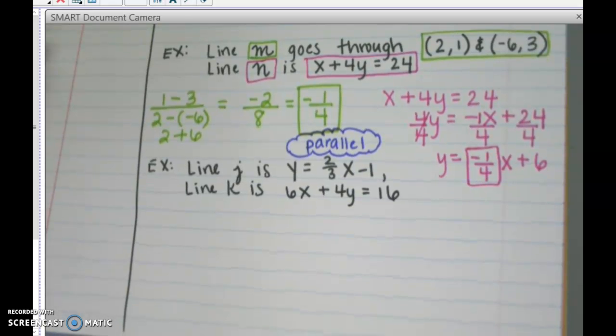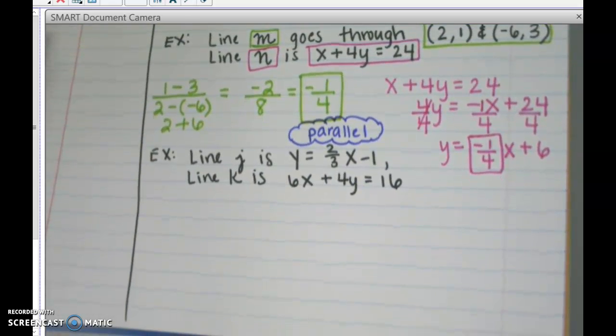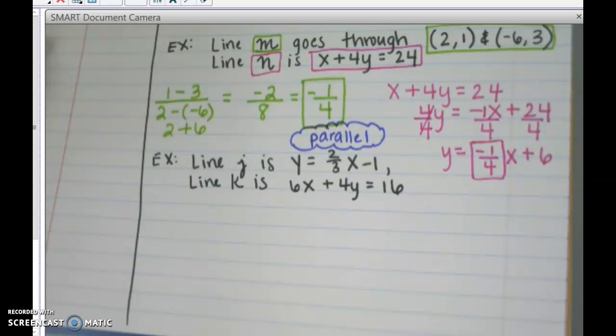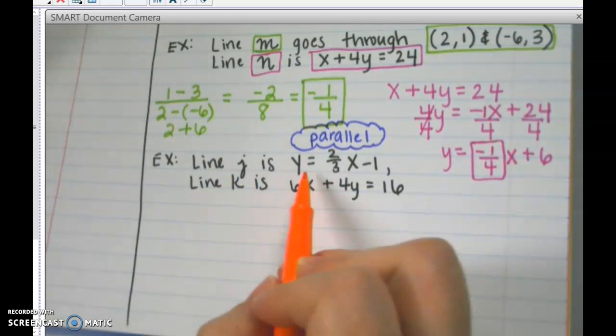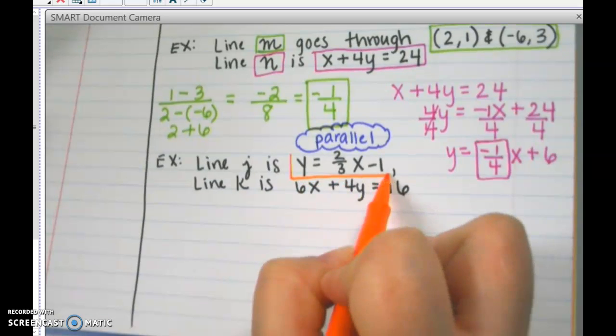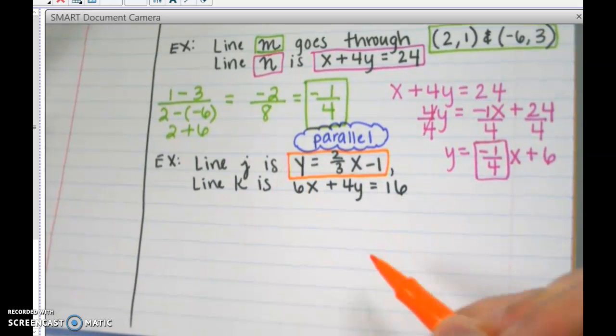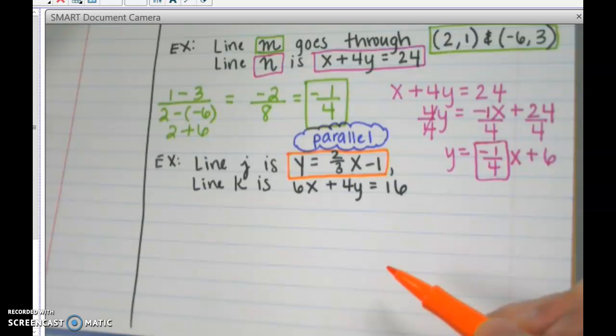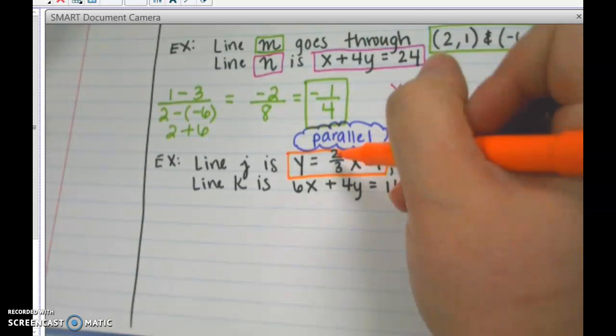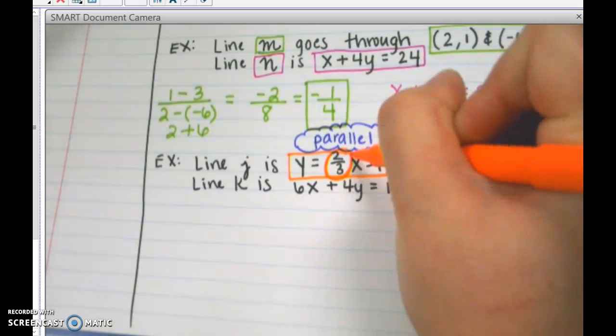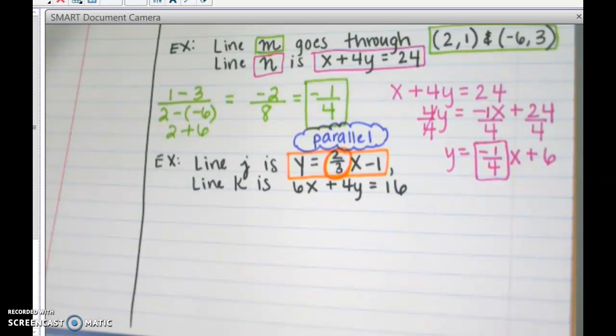All right, the next example, they gave us line J, and they've given us that equation, line K, and they've given us that equation. So again, I am comparing the slopes so that I can figure it out. Well, J is easy. This is slope-intercept form. That is y equals mx plus b. So the slope of line J is 2/3.